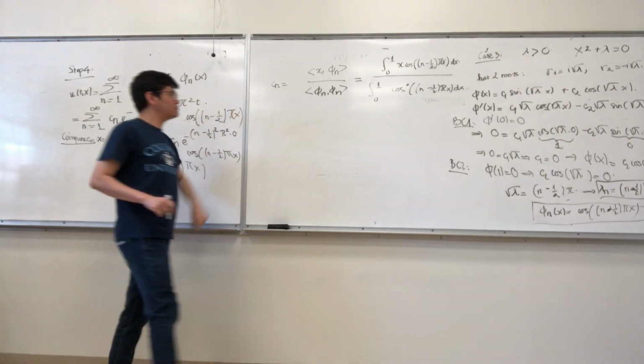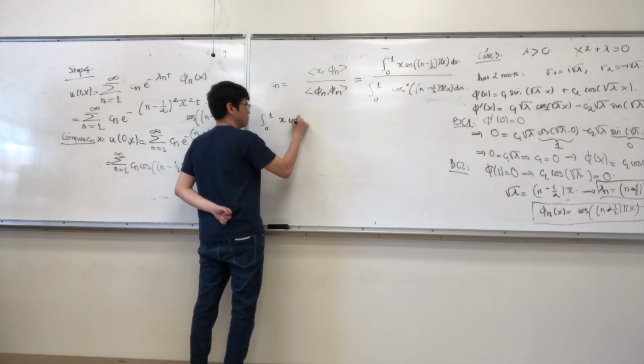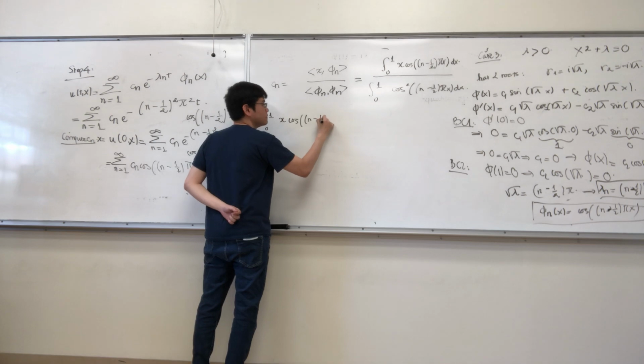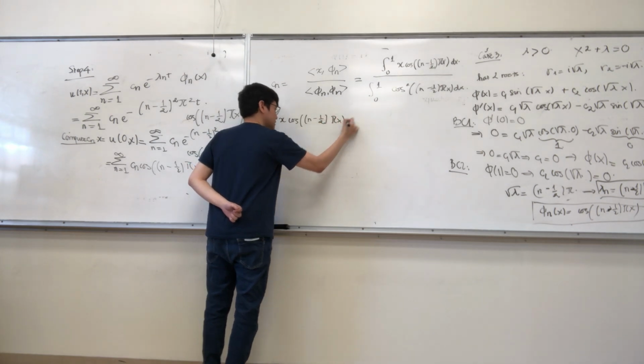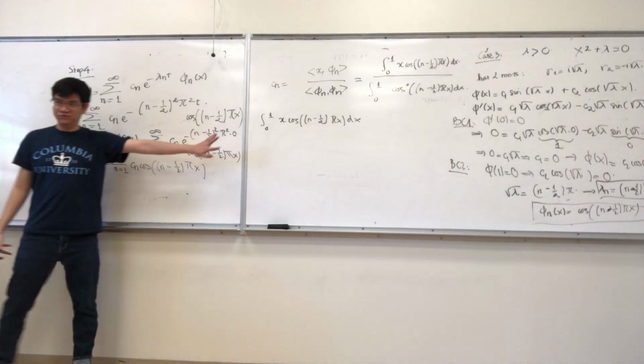Now let us compute the first guy. So this guy will be the integral of x cosine of (n minus 1/2) pi x dx. Right? So this is something that we do all the time. What should we do?